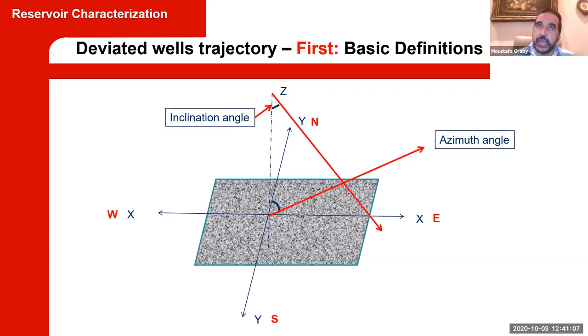The inclination angle is the angle that the well is making with the Z direction. The azimuth angle is the projection of the well on the plane I'm looking at with respect to north. So that's basic. Don't ever forget them. When you hear the word azimuth and the word inclination, that's what they mean. These are the basics that we all need to understand first before we do anything.